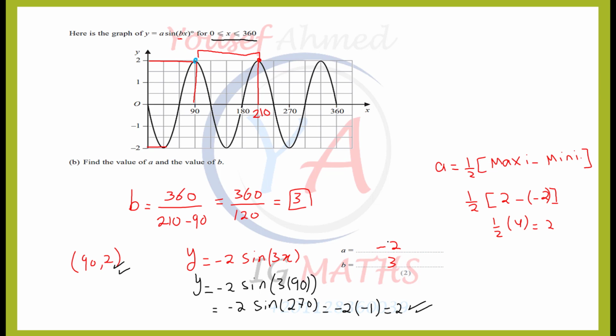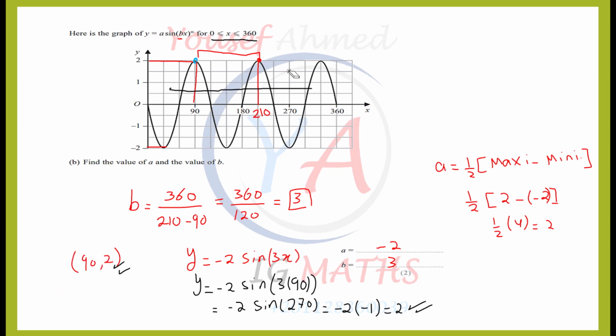So once again, how do we get a? A is half of the maximum value minus the minimum value. The maximum value is 2, the minimum value is negative 2. You add them here, multiply by half, and it gives 2. So the value of a is 2. And how do we get the negative sign? We drew the main curve of a sine, and then we compared it here. This one is being reflected, so we added the negative sign.